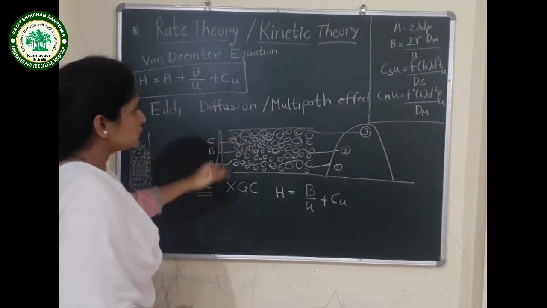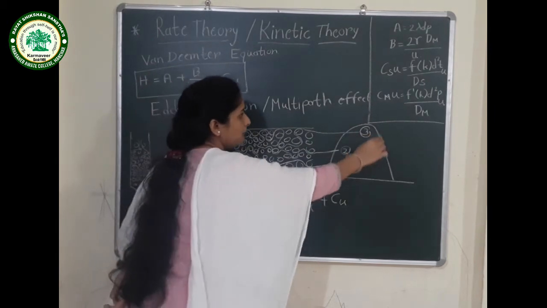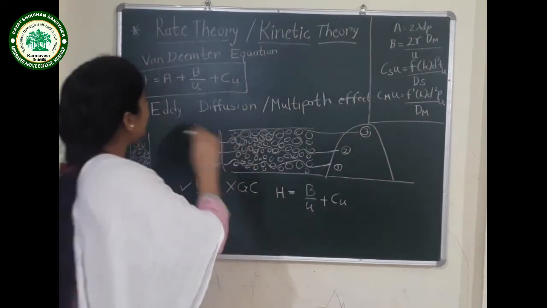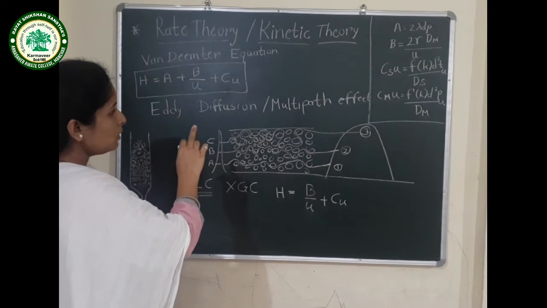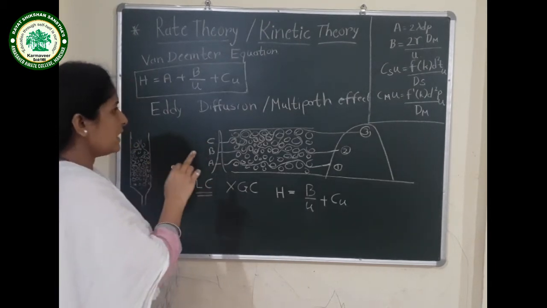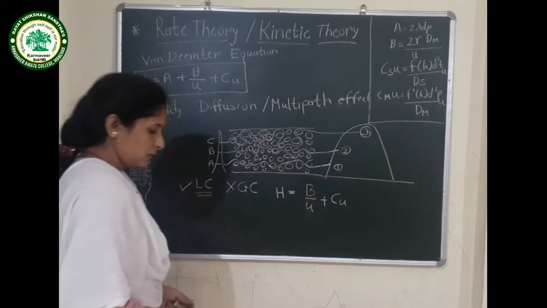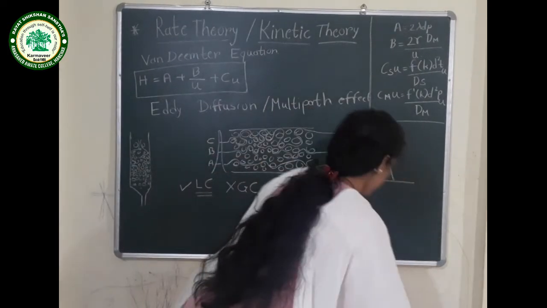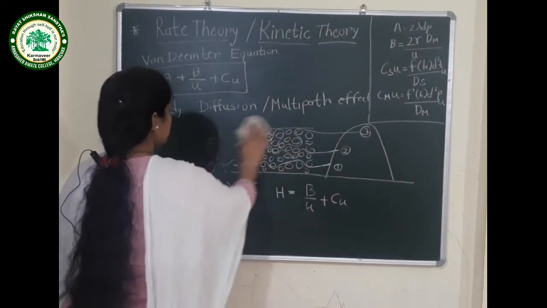As this Eddy diffusion explains the band broadening, it means rate theory can be useful to explain the band broadening. Eddy diffusion will explain the band broadening. Now we will see the next term, that is the longitudinal diffusion.